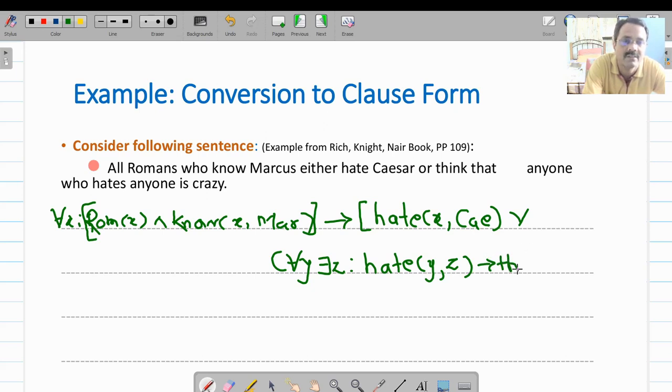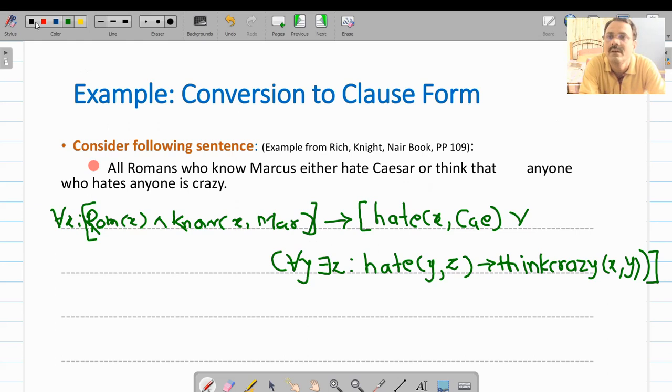So I will introduce the think-crazy predicate: x thinks that y is crazy. So complete this bracket and complete the second square bracket. So this is how the given statement we can represent in the required predicate logic form. Now you apply the first step in clause form conversion. What is your first step? Remove implication. So you will have to remove this implication as well as this implication.